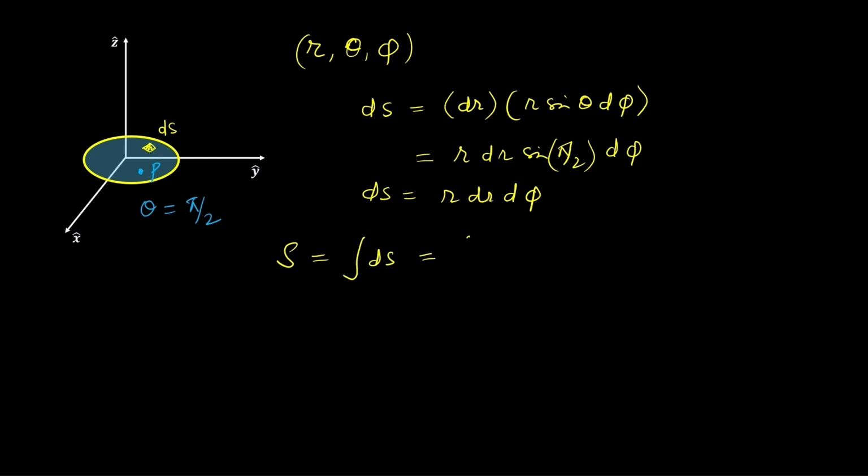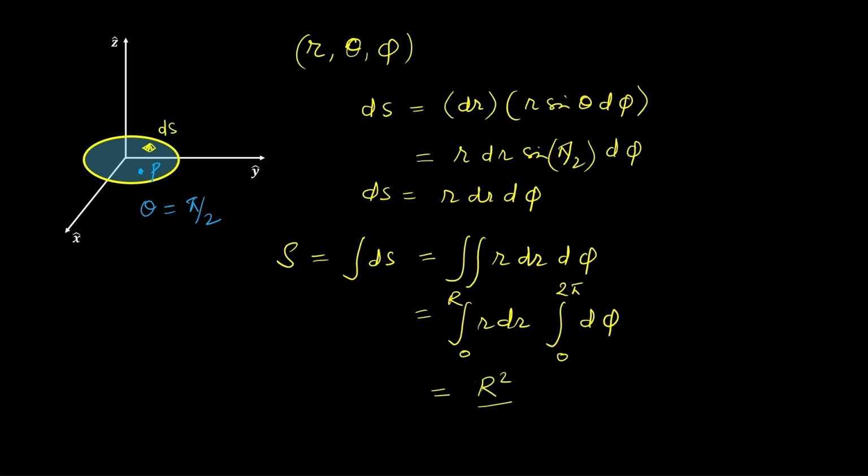Now the total surface of this circle will be equal to the integration of ds, and this is a double integral, so we have two integrals, one for r and one for phi: r dr d phi. Now we can separate this d phi. What about the limits? For r, it will vary from 0 to capital R, the radius of the circle, and for phi it will vary from 0 to 2 pi. If we solve this integration, we get r square by 2 into 2 pi, so the 2 cancels out, and we get pi r square, which is the area of the circle.